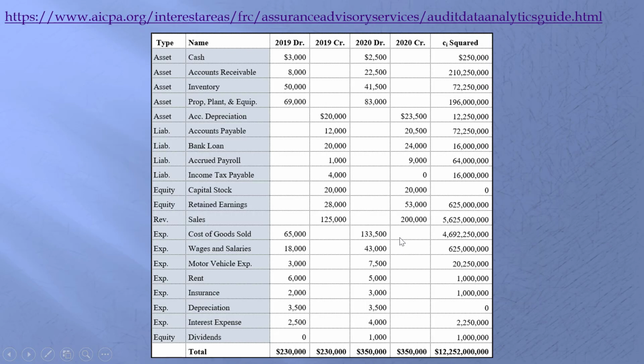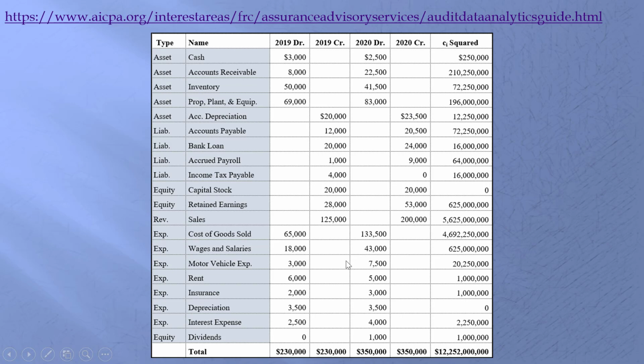Now, this is audit data analytics. And if you go to this link over here, you can simply key in AICPA Audit Data Analytics Guide, and you'll get there. What they do is they talk about the way that an auditor can use audit data analytics to identify ledger accounts that have had a large change in the balance.